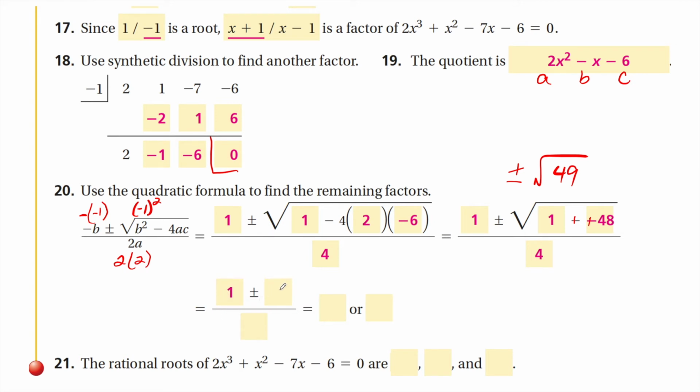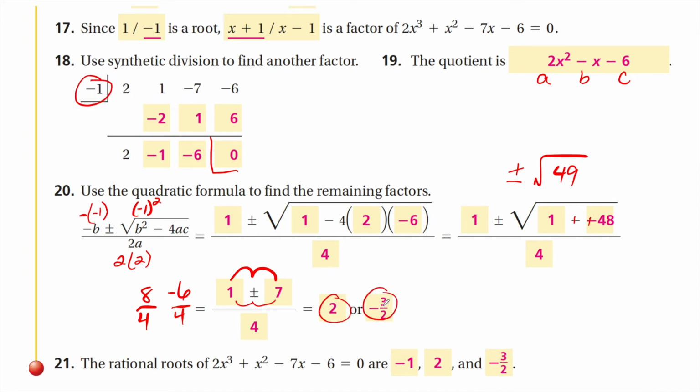So we have 1 plus or minus 7 divided by 4, or we have 1 plus 7, which is going to be 8 over 4. And then we also have 1 minus 7, which is going to be negative 6 over 4. If we were to simplify that down, the 8 over 4 becomes 2. Or we could have negative 6 divided by 4, which is negative 3 over 2. Therefore, the rational roots of 2x cubed plus x squared minus 7x minus 6 equals 0 are going to be negative 1, positive 2, and negative 3 over 2.